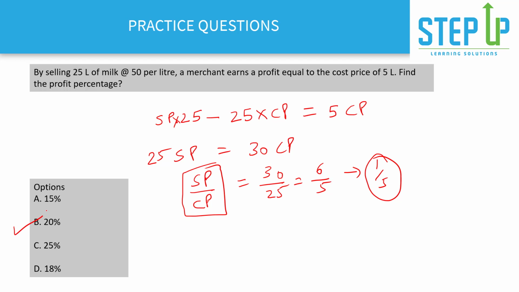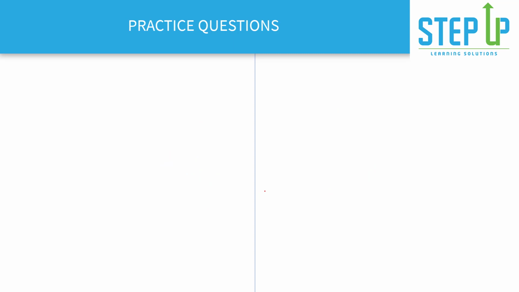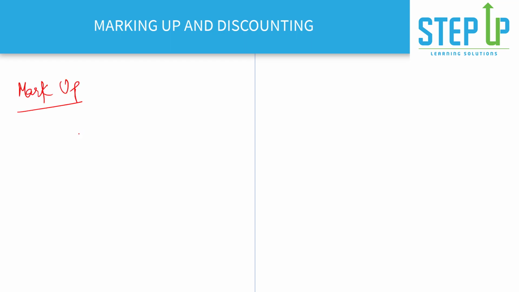So as you've noticed, we are extensively using this ratio SP by CP to make our life easy and attempt these questions in 10 to 15 seconds. Now let's move to two more terminologies that are used. One is marking up and one is discounting. I'm sure we're aware of the meaning of markup, right? So markup is nothing but the price.